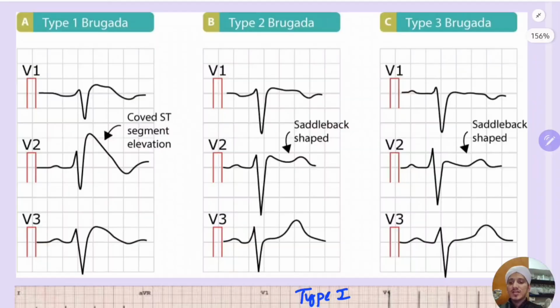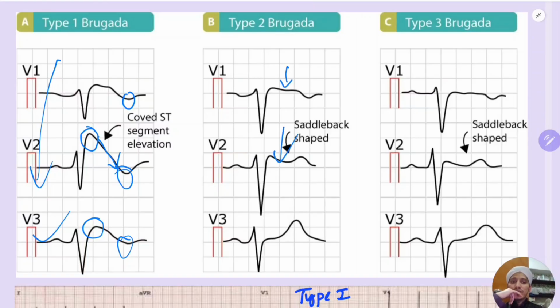See, this is type 1 Brugada, coved type of ST elevation, along with ST segment depression and an inverted T wave. You will have an inverted T wave in V1, V2 leads mainly, but in this figure he has shown V3 also. So here you can see saddleback type of ST segment changes mainly in V1 and V2. V3 you are not seeing.